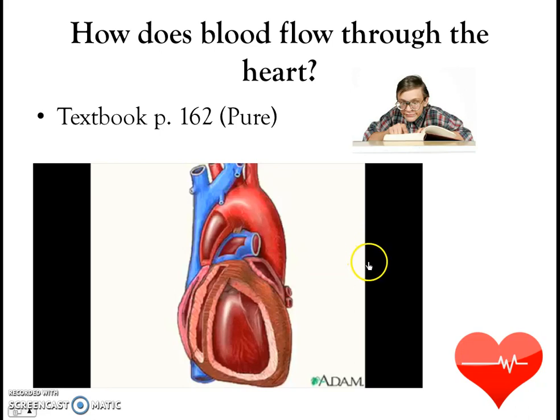Alright, so let's get going, and we're going to start with a video. As you watch this video, I want you to just get an idea of what the main steps are, the main sequence of events as blood flows through the heart.